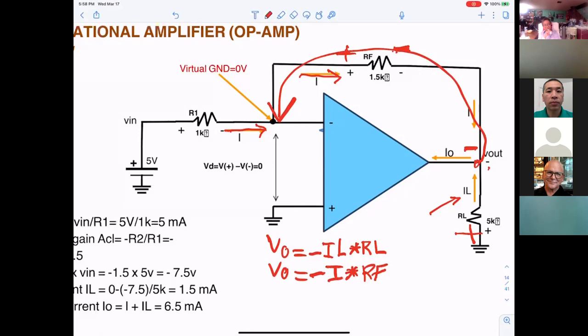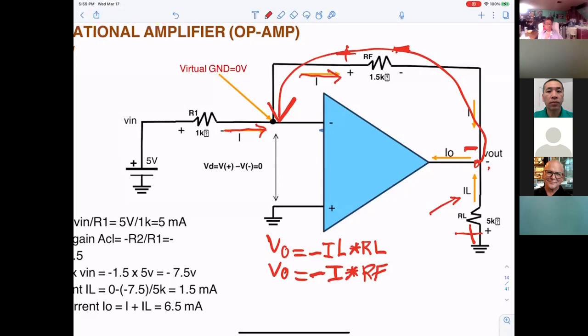Rather than just memorize a formula, maybe it's better to think about it this way. V out is the cause of IL, because V out is controlled by V in and the ratio of the resistors RF and R1. IL is not caused by RL. IL is caused by V out.